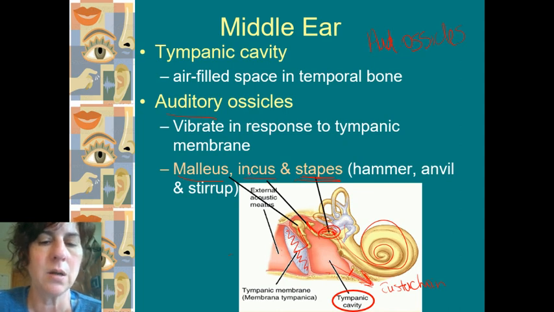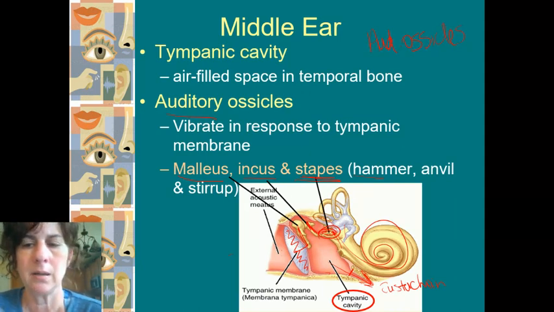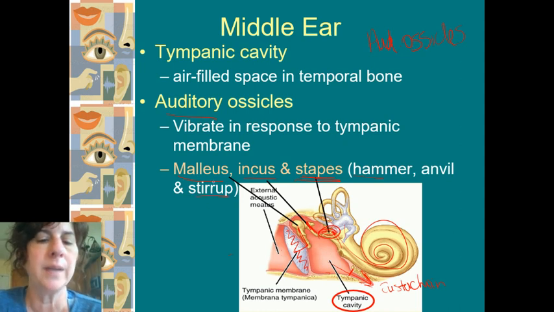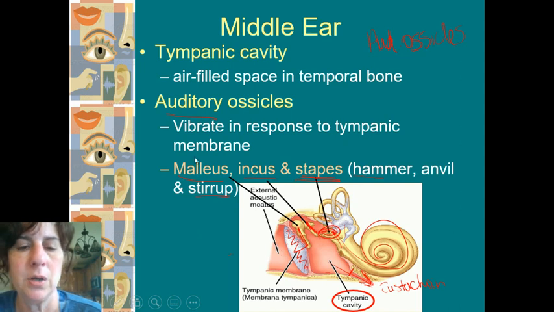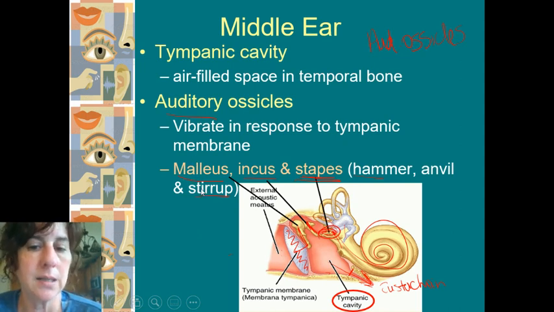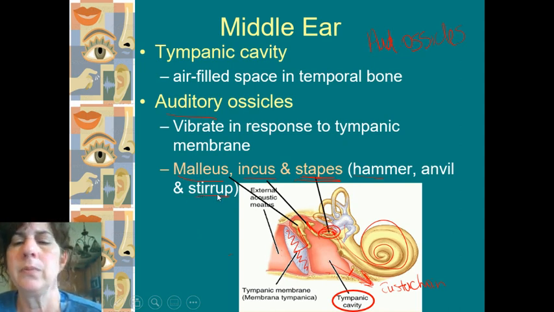This is all Latin. These are Latin terms, and it's Latin for hammer, for anvil, like a blacksmith used to use, pounding on the anvil, and stirrup, because they're basically kind of shaped that way. So that's where they get it from. You do need to know malleus, incus, stapes, not hammer, anvil, stirrup. Okay.